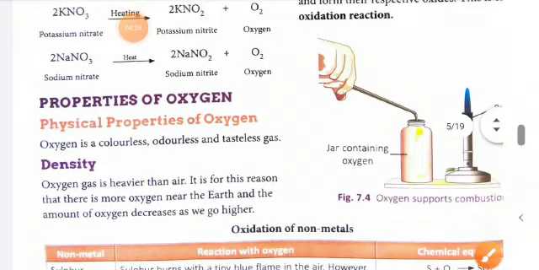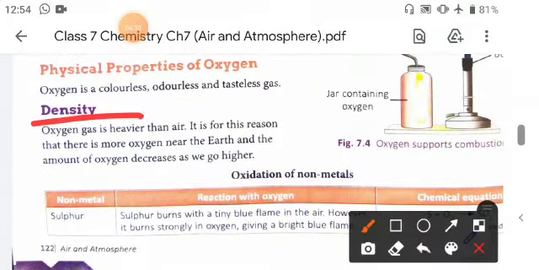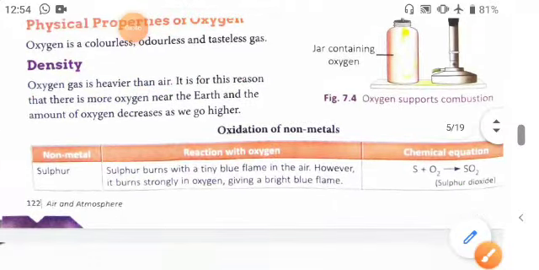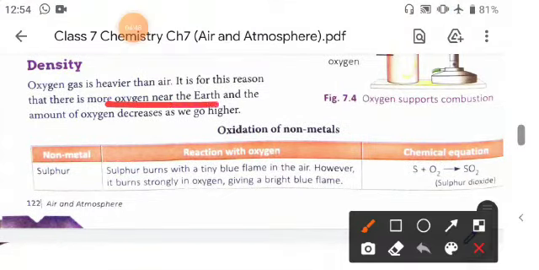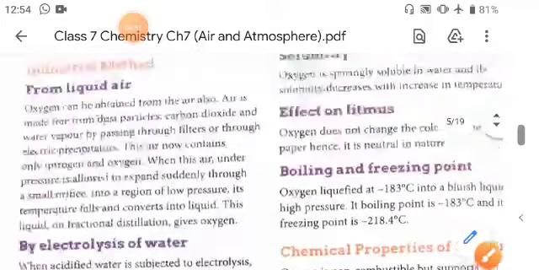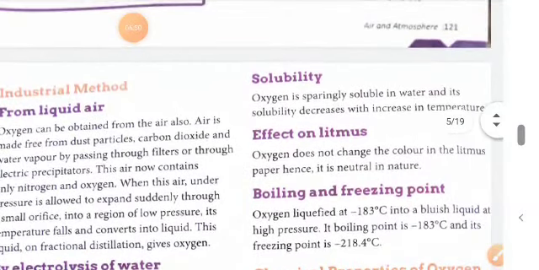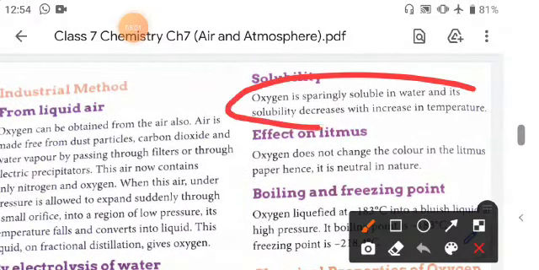Now the properties of oxygen, its physical properties. Density: you know that oxygen gas is heavier than air. It is for this reason that there is more oxygen near the earth, and the amount of oxygen decreases as we go higher and higher. The second property is solubility. Oxygen is sparingly soluble in water, and solubility decreases with an increase in temperature.